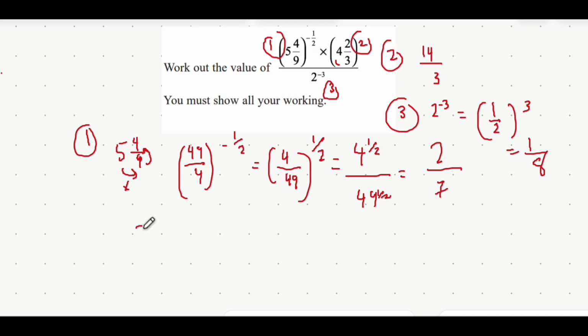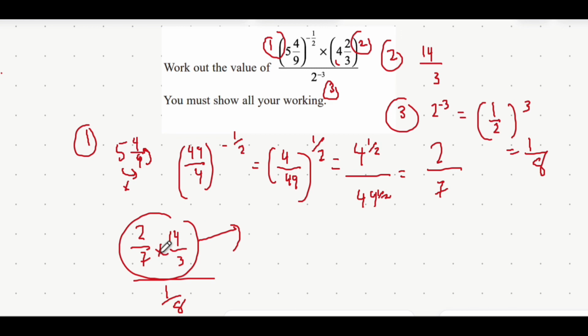So now we have 2 over 7 multiplied by 14 over 3, all divided by 1 over 8. To make this simpler, we're just going to focus on the numerator first, and then we're going to divide it by this number later. So multiplying is pretty simple. You just do the top times the top. 2 times 14 is 28. All over the bottom times the bottom. 7 times 3 is 21.